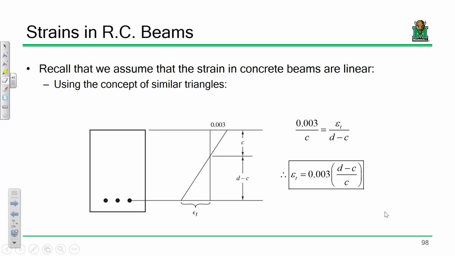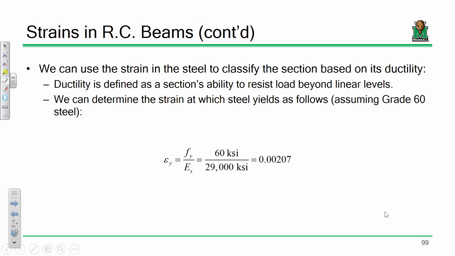Why is that important? Like I said, we can compare that against the strain in the steel at yielding. Here I have epsilon sub y. Sometimes I'll refer to that as epsilon sub ty. It's the same thing, so if you want to change that, you can. It's just the strain at yielding. So what is the strain at yielding? It's fy divided by the Young's modulus. And where does that come from? It comes from looking at our stress-strain curve for steel.